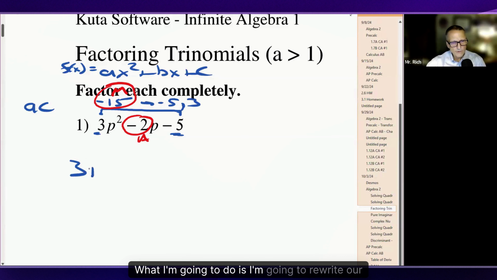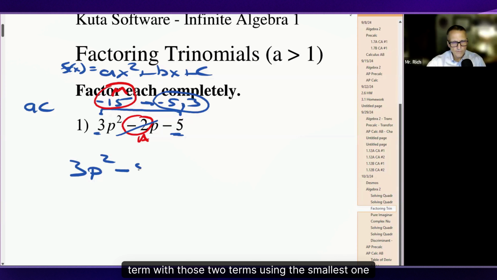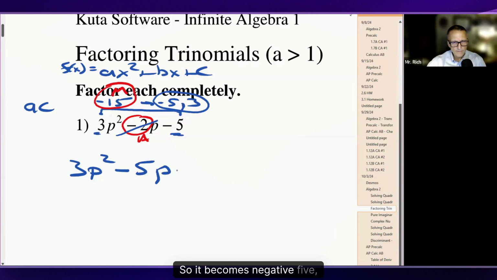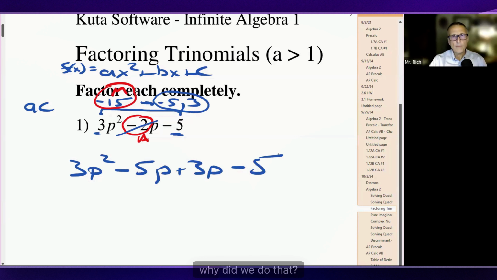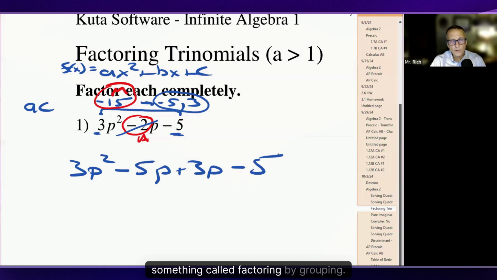What I'm going to do is rewrite our quadratic by replacing the -2p middle term with those two terms, using the smallest one first. So it becomes -5p plus 3p minus 5. Well, why did we do that? Well, we did that because we're going to employ something called factoring by grouping.